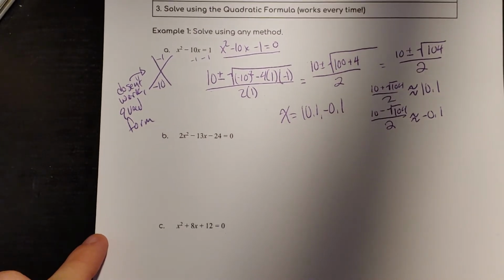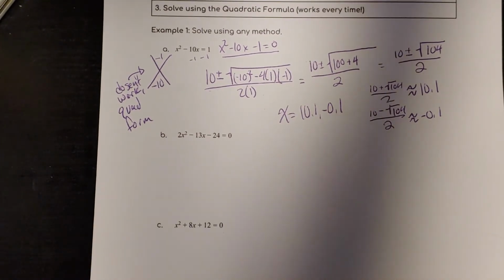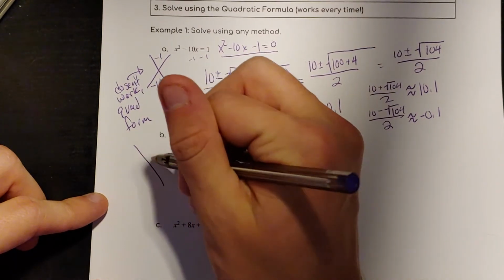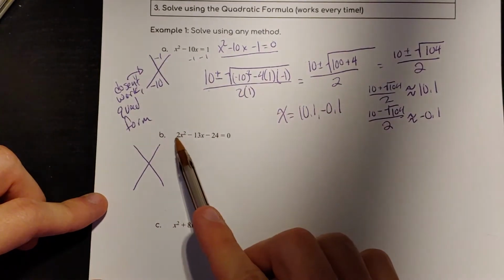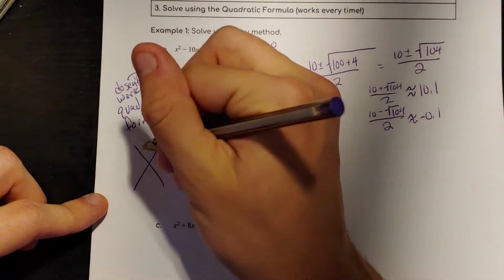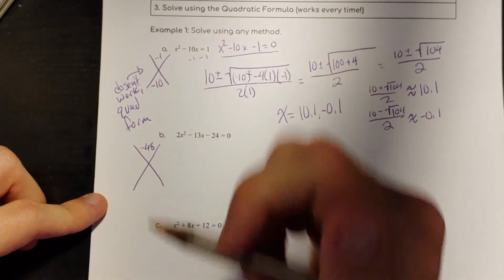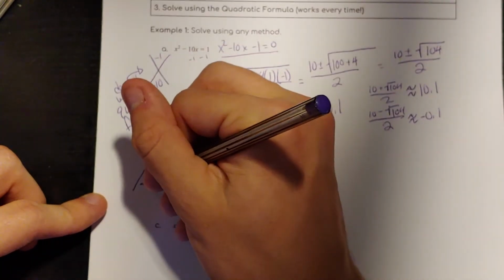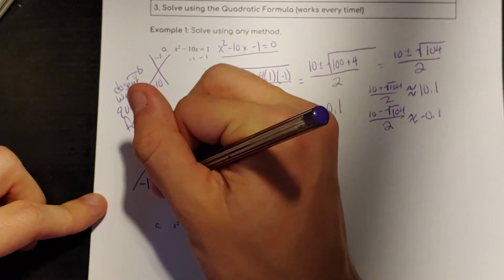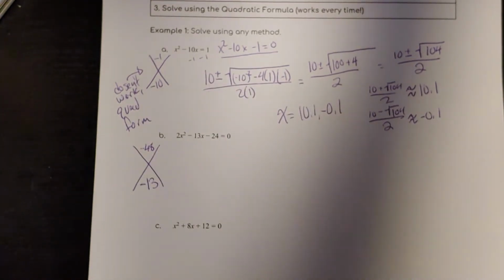All right, for b now, I'm going to start off the same way. I'm going to do my x method. Remember, we have to do 2 times negative 24. It's negative 48. That goes up top, and then the negative 13 goes down below. So I'm going to think of two numbers that multiply to negative 48 but add to negative 13, or are just 13 apart, if you want to think of it that way.